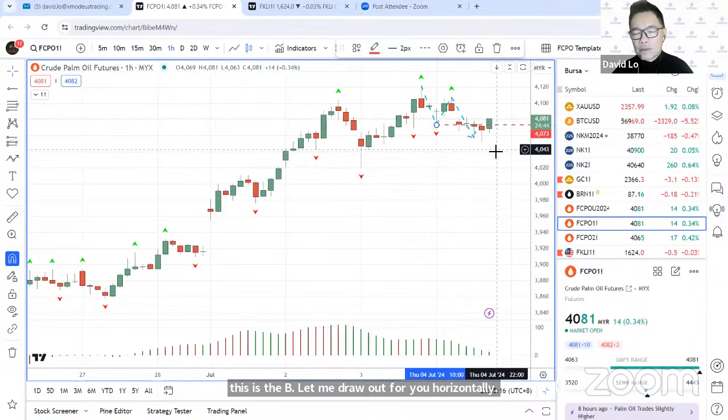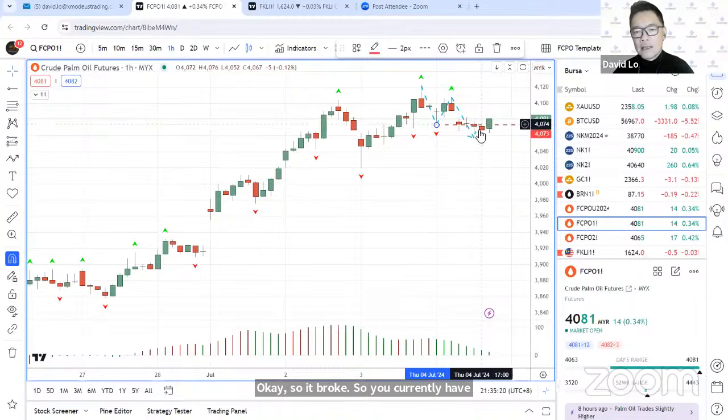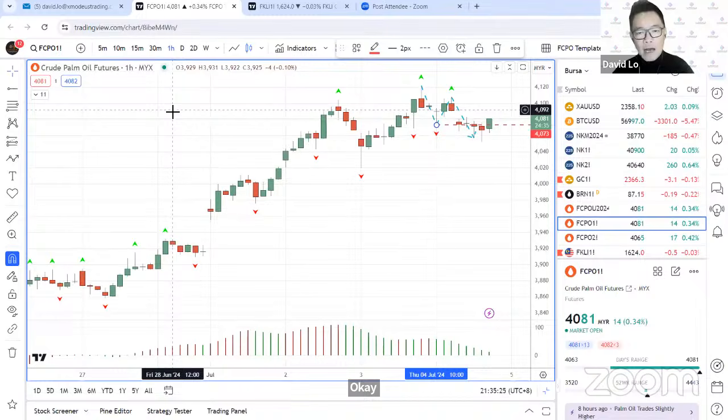So it broke. You currently have initiated a sell signal, and the order has been triggered for a sell in terms of palm oil on the hourly chart.